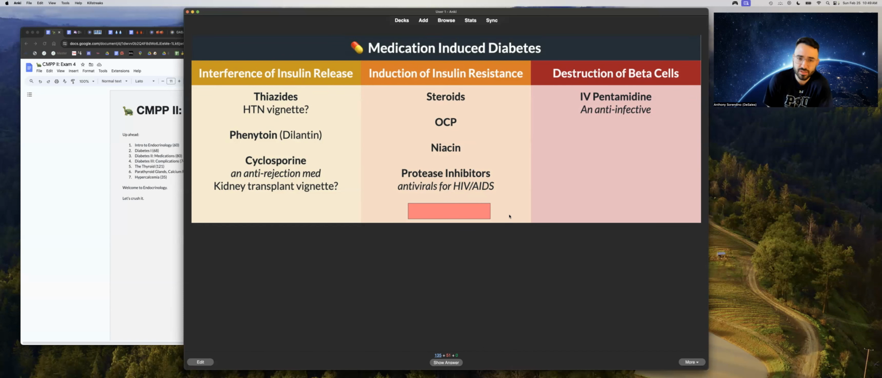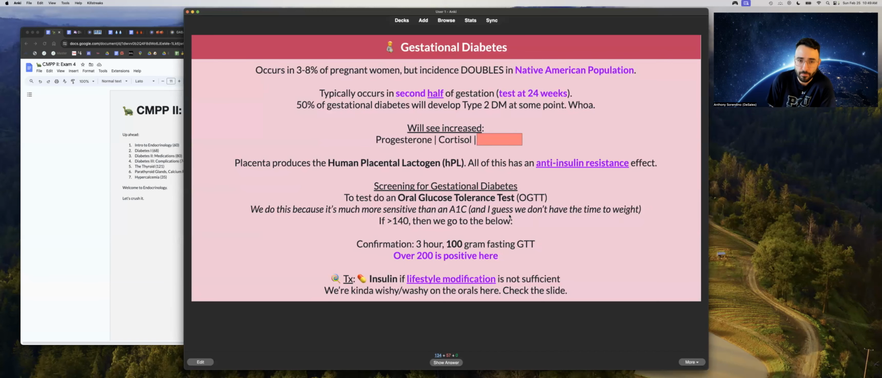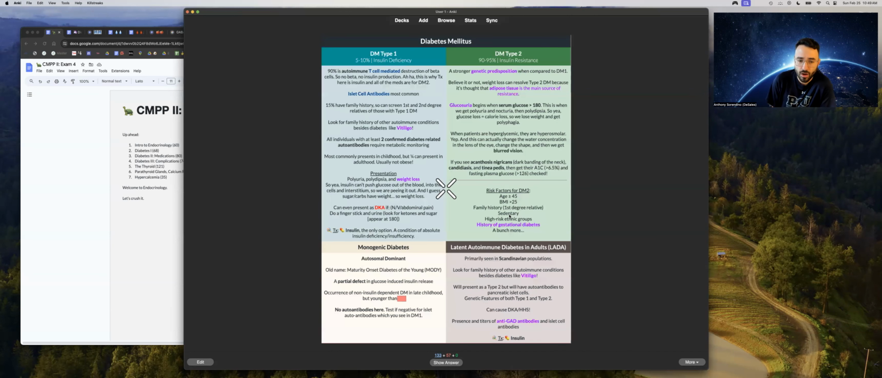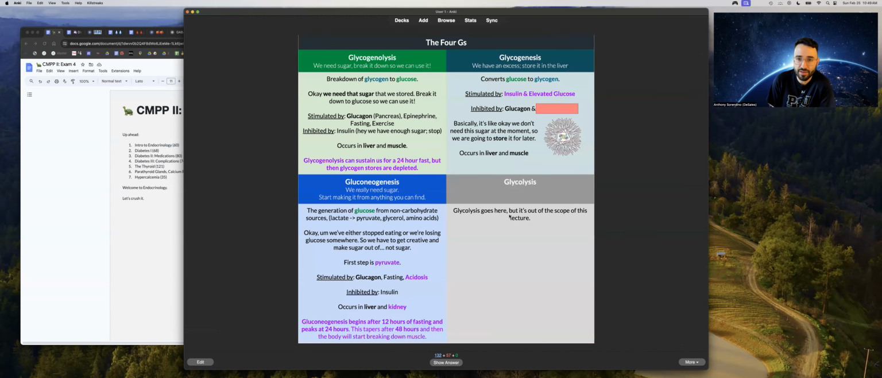Induction of insulin resistance, just a random med, antipsychotics. Progesterone, cortisol, prolactin, and gestational diabetes. Occurrence of non-insulin dependent DM in late childhood, but younger than 25. That's the big thing for monogenic is that number 25. Glycogenesis inhibited by glucagon and just glucose, epinephrine.